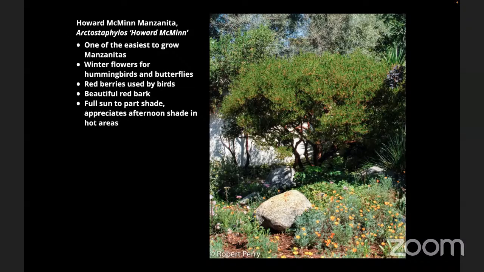And so one of my top manzanitas, it's the most common one because it's one of the easiest to grow, is called Howard McMinn manzanita. And it has winter flowers that hummingbirds, and if there are butterflies around at the time, really, really appreciate because there are not as many flowers in the winter. Some of them are late winter to early spring. A few of the species go other times. Those develop into small red berries that are loved by birds. The manzanitas tend to have a beautiful red bark. Some species are shaggy, some species are smoother. And many of them, including Howard McMinn manzanita, work in full to part sun, full sun to part shade.